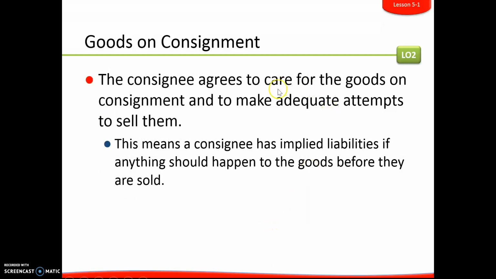And so what really is happening with that consignee, they essentially have a liability to us, the consigner, because if anything happened to those goods before they're sold, they would be liable.